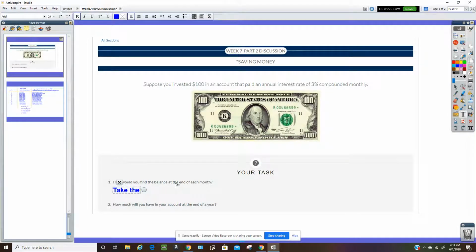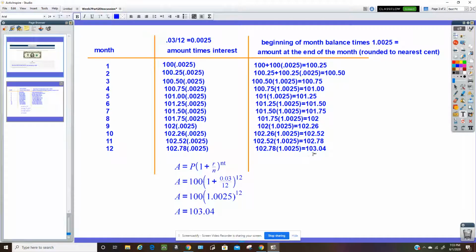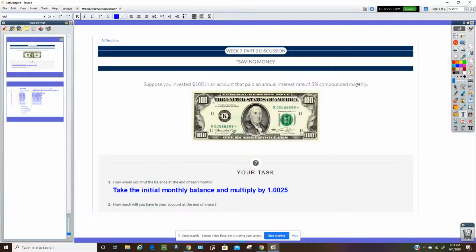Take the initial monthly balance and multiply by 1.0025. And then the second question, how much would you have at the end of 1 year, is $103.04.